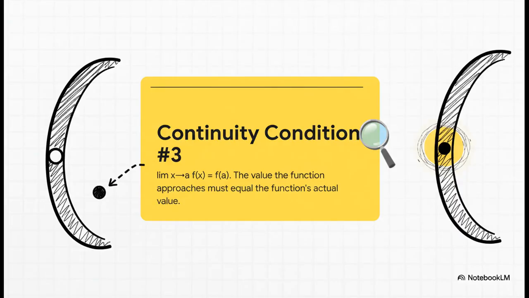And that, my friends, gives us our third and final rule. This is the one that ties it all together. The spot the function is approaching, that's the limit, has to be the exact same spot as the function's actual value. The limit has to equal the function value. You can't just have a point existing somewhere else. The point has to be exactly where it's supposed to be, filling the hole perfectly.